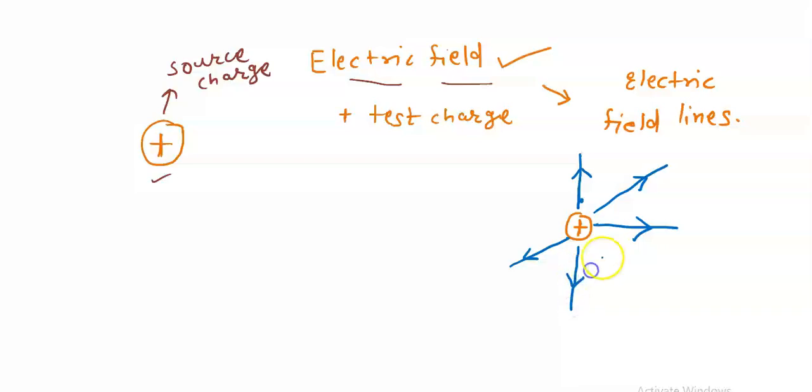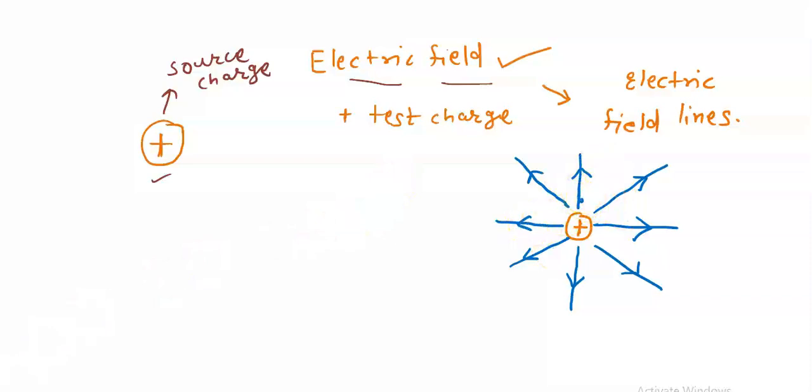So around a positive charge, we can see that a positively charged test charge, of course, needless to say, the test charge is always positive. So when we keep it, then we observe that the electric field lines are shown like this.